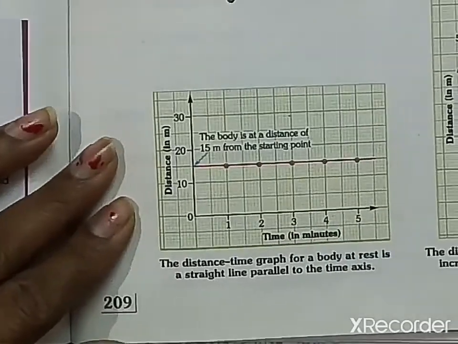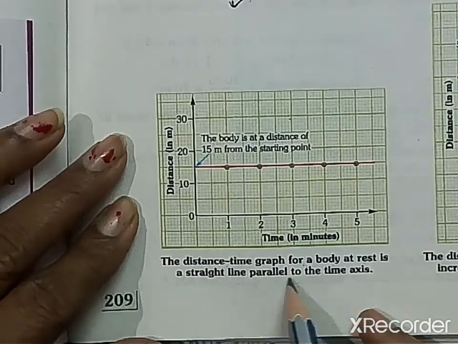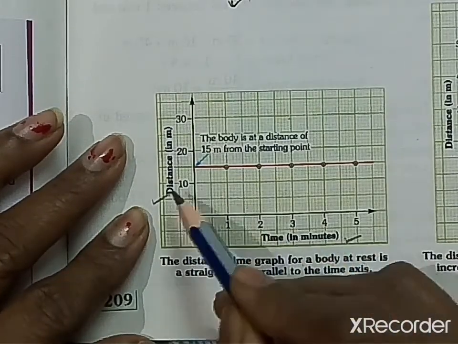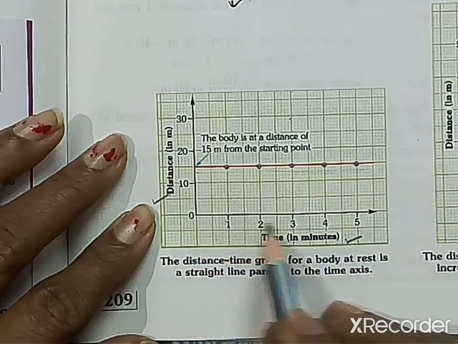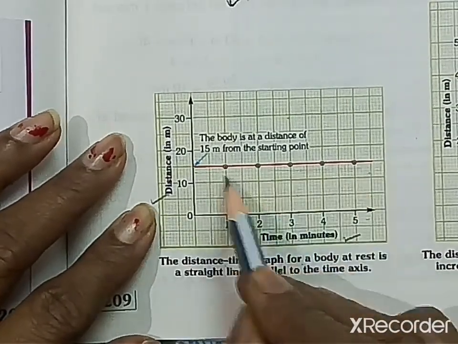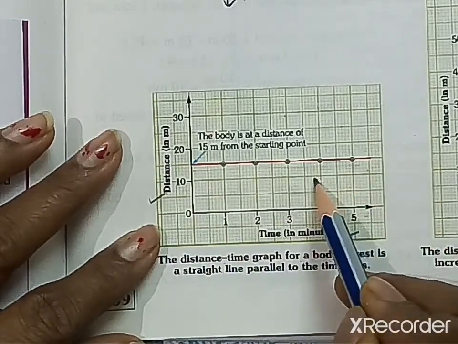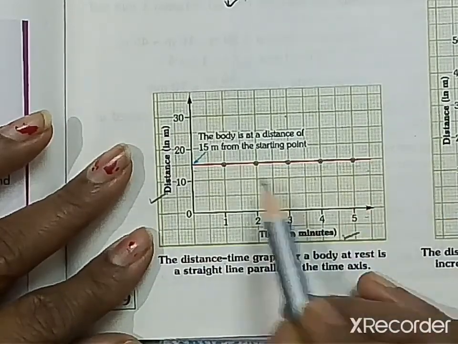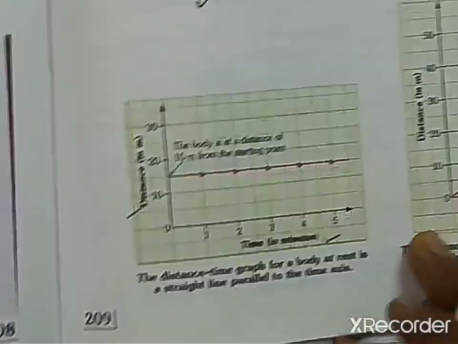Okay. So here you can see the distance time graph for a body at rest is a straight line parallel to the time axis. Suppose here distance is there, time is there, time is in minutes and distance is in meter. Now here you can see this line parallel to the time axis. So what we can say, that distance is 0, means the body is at rest. This body is at rest, it is not moving, and that's why this is a straight line graph showing the body at rest.